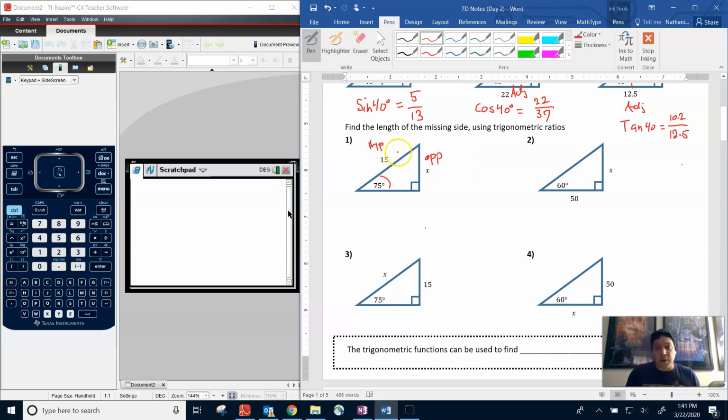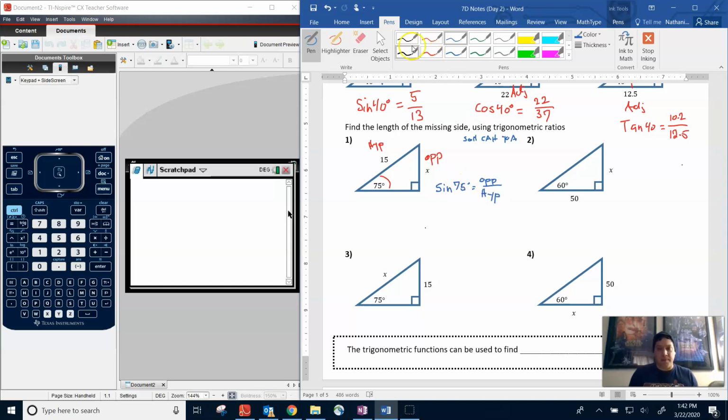Now, if you notice, they only gave us these two sides to work with: the one we don't know and the one that we know. So think about it. Which function uses opposite and hypotenuse? Well, if you remember SOHCAHTOA, you would know that the opposite and hypotenuse, O and H, would be a sine equation. So what we're going to do is write this out as sine of 75 degrees is equal to the opposite over the hypotenuse.